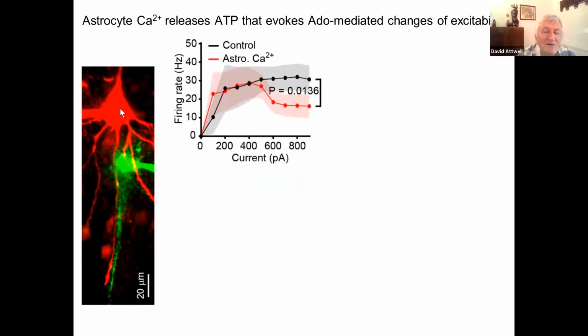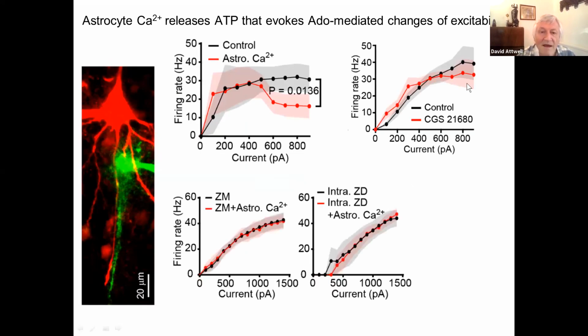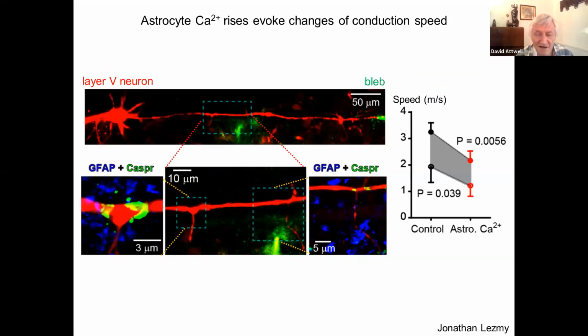And if you inject current steps into the neuron at the same time, it produces an increase of excitability at low firing rates and a decrease at high firing rates, just like we saw with adenosine. And if you block A2a receptors, that abolishes this effect. And if you block IH channels, that abolishes the effect as well. So we think that uncaging calcium in astrocytes releases adenosine, which has the same effects on the AIS as I showed you for applying adenosine, and it's the same for the node of Ranvier.